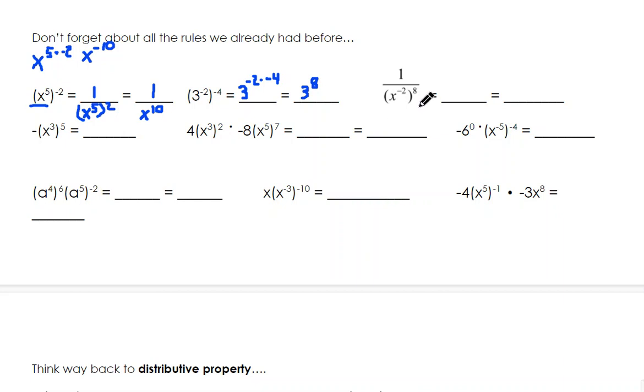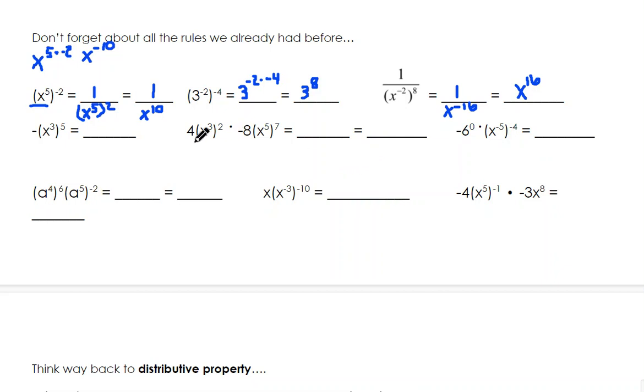Okay? Let's do this one, all right? Negative 2 times 8 will give me negative 16. So that would be 1 over x to the negative 16. But I can't have a negative, so I've got to bring it up to the numerator. So it would be x to the 16th. Okay? So we don't want to forget about negatives. Negatives are kind of hard, but we have to know them.